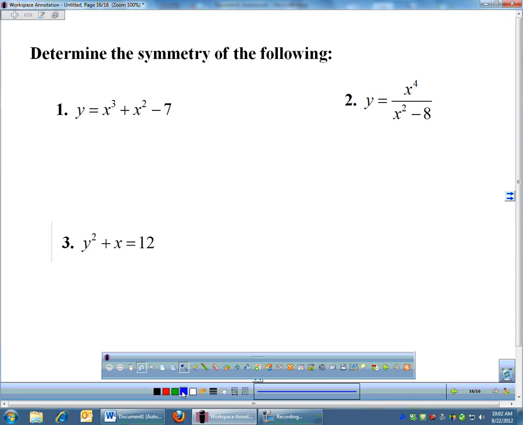The answers are, if you pause it if you don't want spoilers, number 1 actually has no symmetry, which happens a lot of the time. It fails every test. Number 2 ends up being even, which is also known as y-axis symmetry. And number 3 ends up having x-axis symmetry.